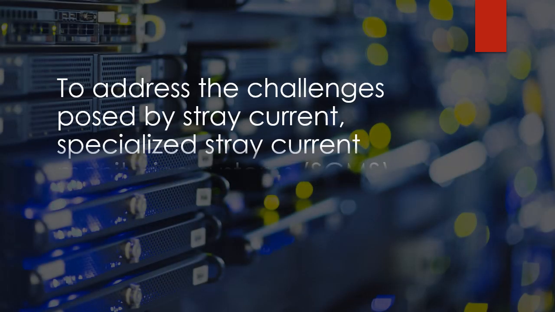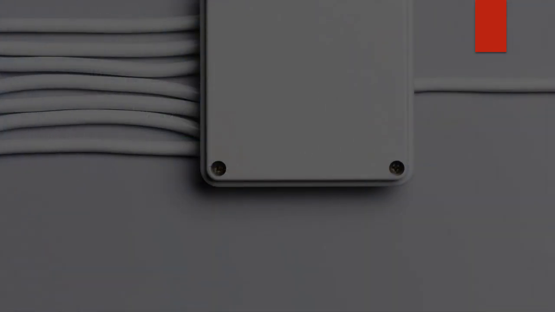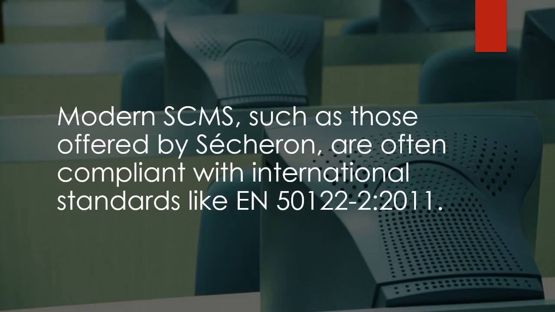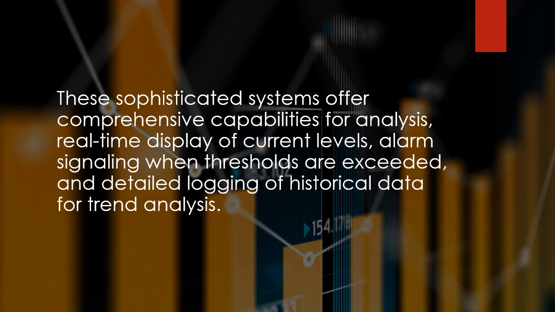To address the challenges posed by stray current, specialized stray current monitoring systems, SCMS, have been developed. These systems are designed to continuously monitor electrical equipment for the presence of stray current, providing an early warning of potential corrosion damage. Modern SCMS, such as those offered by Sachiran, are often compliant with international standards like EN 50122-2/2011. These sophisticated systems offer comprehensive capabilities for analysis, real-time display of current levels, alarm signaling when thresholds are exceeded, and detailed logging of historical data for trend analysis.